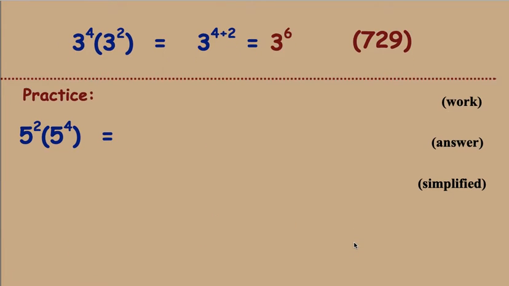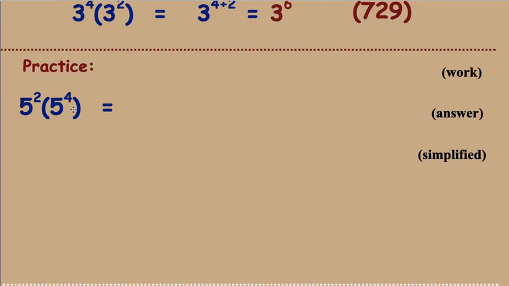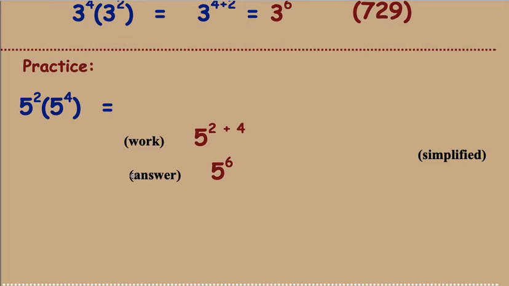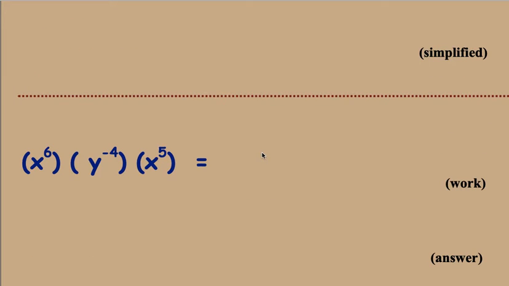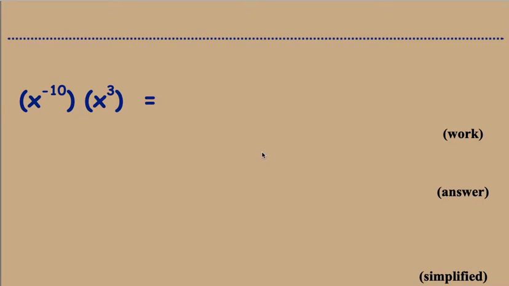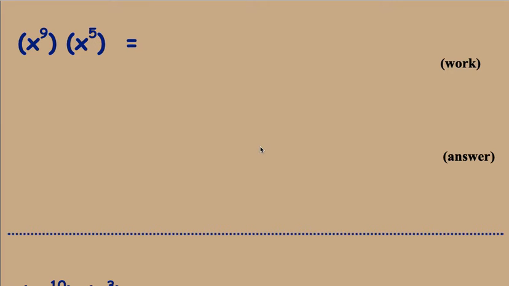So the first one I'm going to try is 5 to the second times 5 to the fourth. The important thing is, do they have the same base? And yes, they do. So all I have to do is add those exponents, 2 plus 4, and I get 5 to the 6th. And then if I was to use the calculator, I would do 5 to the 6th power, and I get 15,625. So that's an easy one. Try it with the variables.